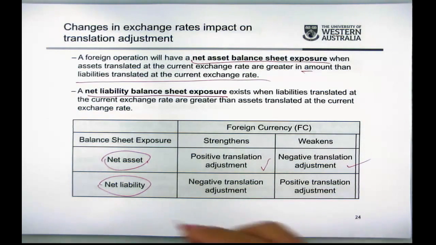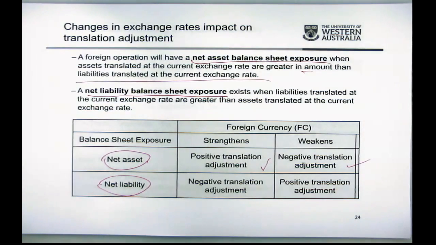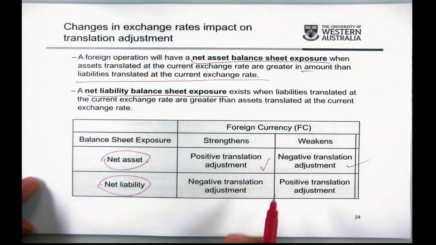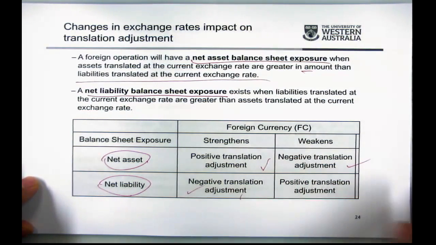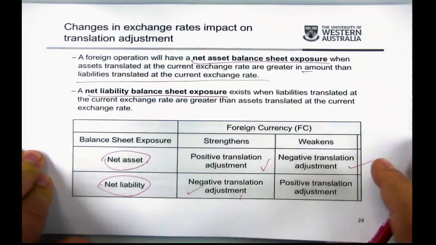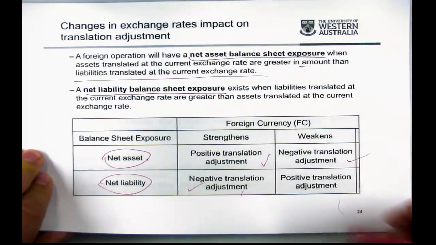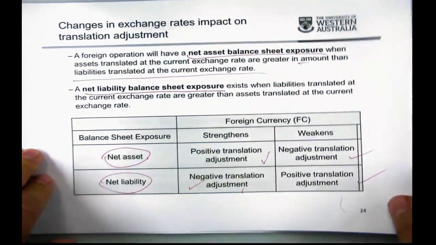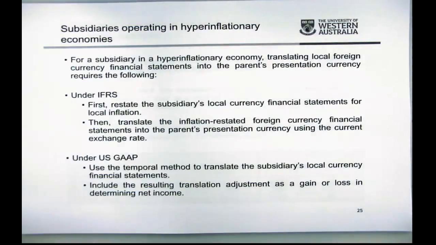The opposite is true if the firm has a net liability exposure. Strengthening in the foreign currency will create a negative translation adjustment. And if the foreign currency weakens, in this case, the firm will have a positive translation adjustment.